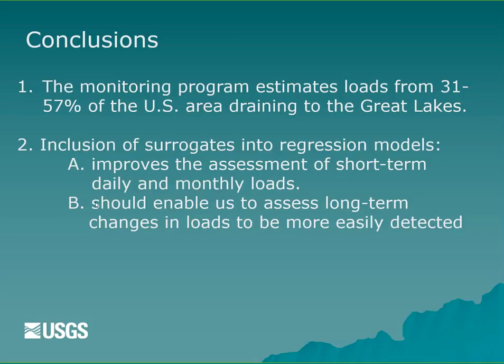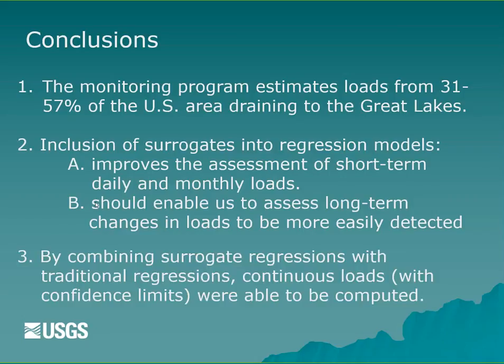We don't have that wide range in confidence limits anymore. With that, we should be able to pick up a long-term trend in the data set or short-term changes. By combining the surrogate regressions with a traditional approach, we'll be able to come up with continuous loads. In the past, when people have used things like surrogates, whenever the surrogate goes down, their loads go down. We've developed an approach that we can estimate the loads continuously and also come up with confidence limits on a monthly basis that incorporates the short-term and the long-term estimates that we came up with.